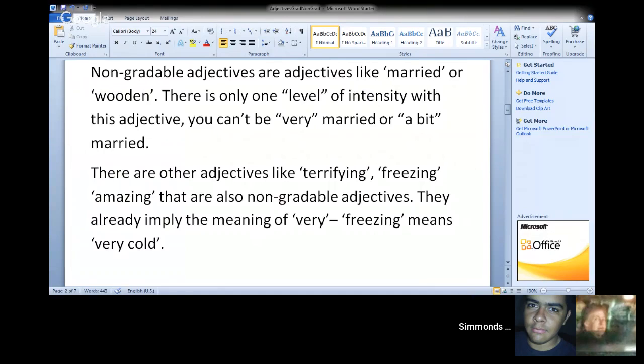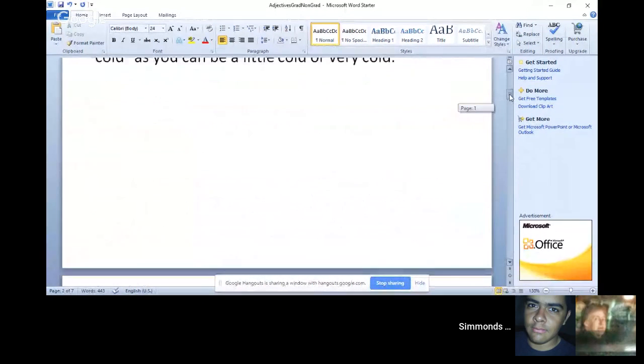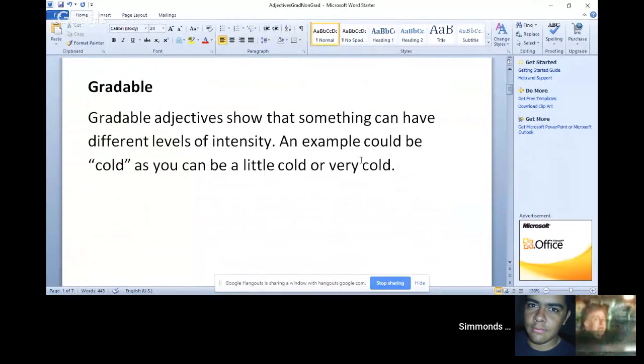And also for future reference, you can start to think, are there different levels of intensity, or is it just one kind of word? Do you know what I mean? For example, with the gradable ones, such as cold or hot, there are different levels of temperatures. And so you can easily see that there are levels of intensity.